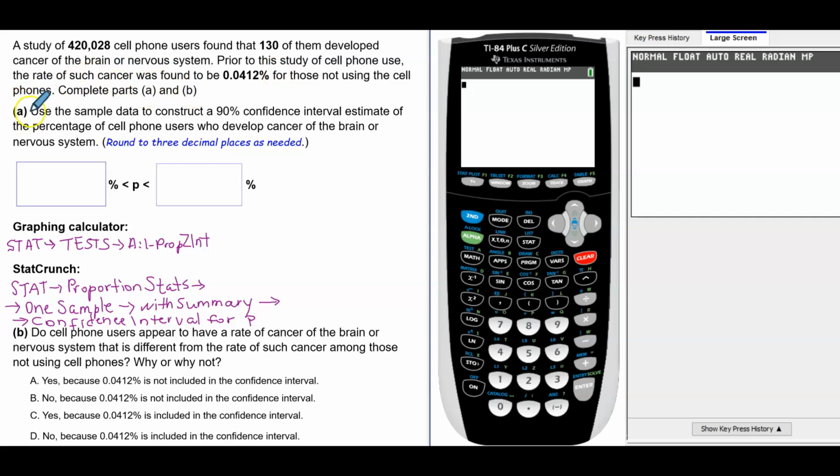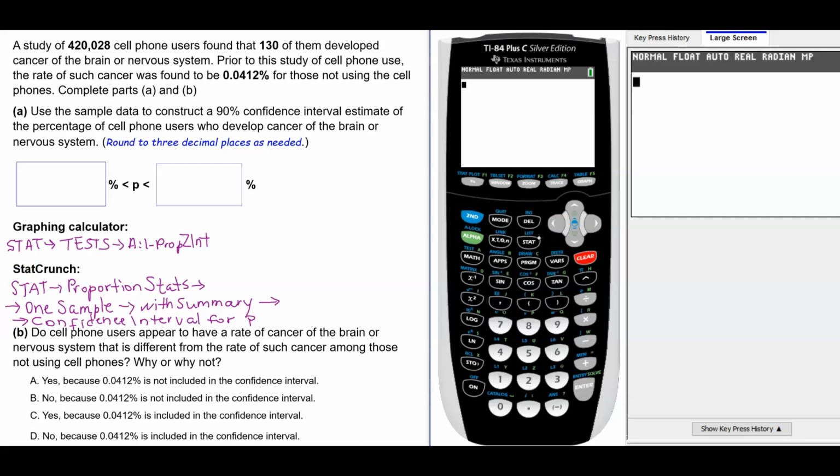Part A. Use the sample data to construct a 90% confidence interval estimate of the percentage of cell phone users who develop cancer of the brain or nervous system. Round to 3 decimal places as needed. We will look at how to construct the confidence interval using the graphing calculator and on StatCrunch. Let's look at the graphing calculator.